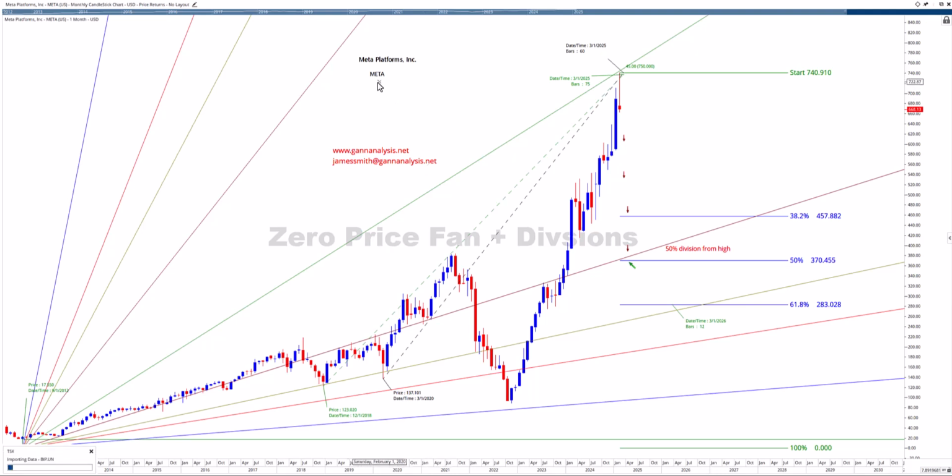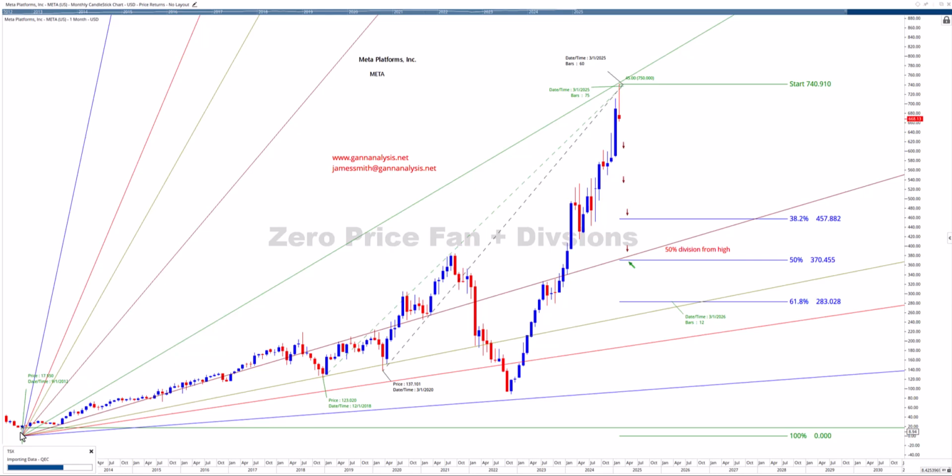Today we're looking at Meta, and you can see this one by one line. It's actually drawn up from zero instead of from the actual low. And why do we do that? Well, Gann believed in the geometry of time and price. So the idea, this is called a zero price fan, when you draw the Gann lines up from zero instead of from the actual low. And you might find it surprising, but it works more often than you might think.